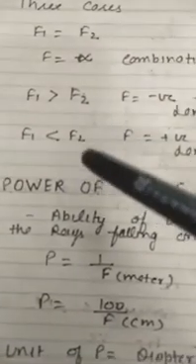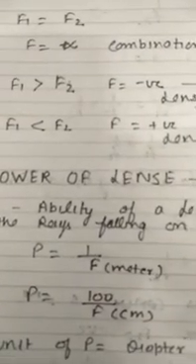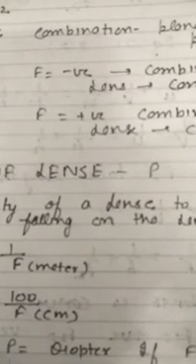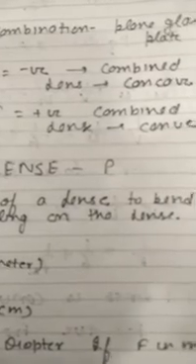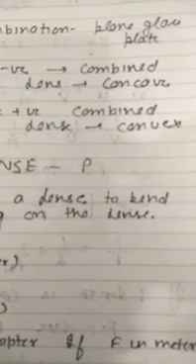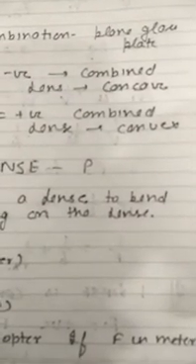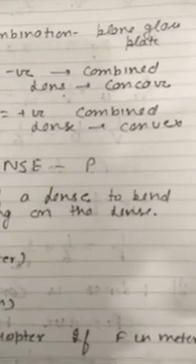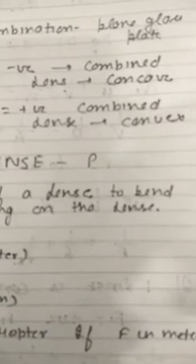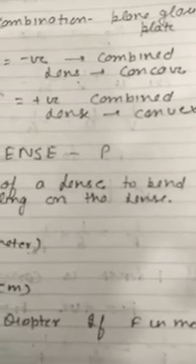And if f1 is lesser than f2, meaning the concave lens has a greater focal length than the convex lens, then the combined lens will have a positive focal length. It means the combined lens will work like a convex lens. Means the lens with the smaller focal length decides how the combination behaves. If the convex lens has the smaller focal length, the combined lens will work like a convex lens. If the concave lens has the smaller focal length, the combined lens will work like a concave lens.